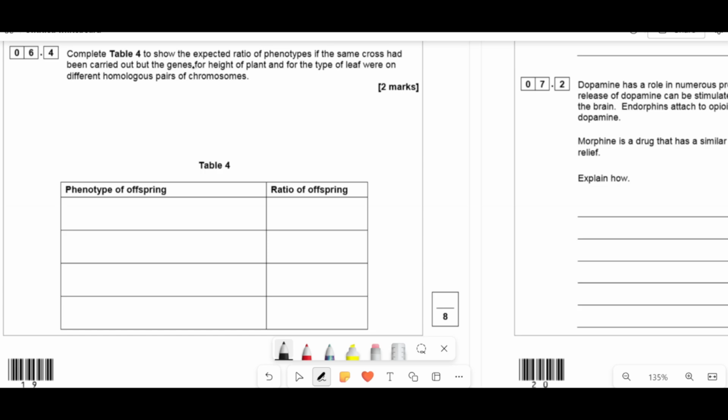So now it says, complete the table to show expected ratio of phenotypes if the same cross had been carried out, but the same genes for height were on different homologous pairs of chromosomes. Because they're not on the same chromosome and next to each other or anything like that, the likelihood of autosomal linkage is going to be lower. So what we're going to get is that lovely 9331 ratio that we're familiar with, right? But we need to actually look at what they would be.